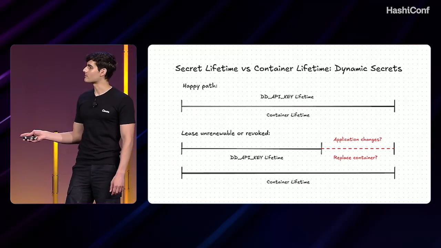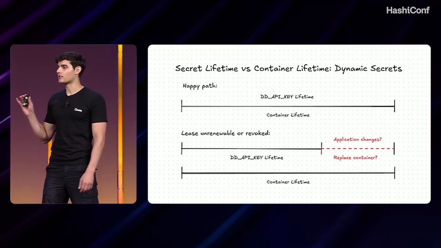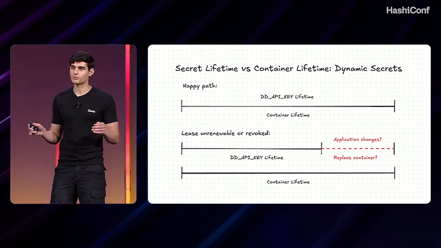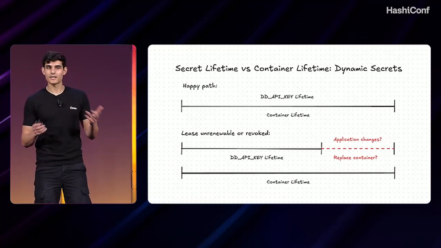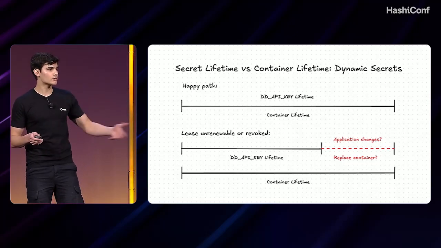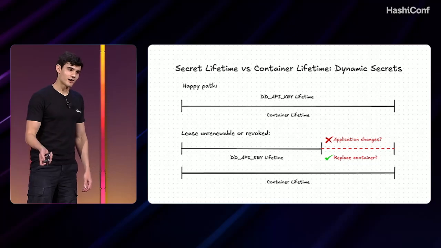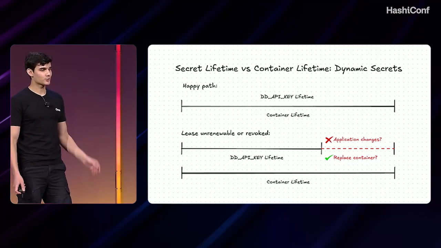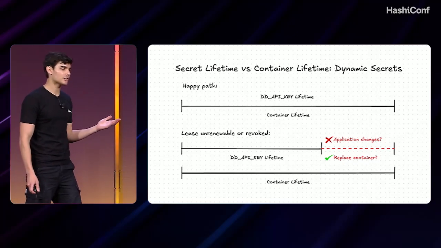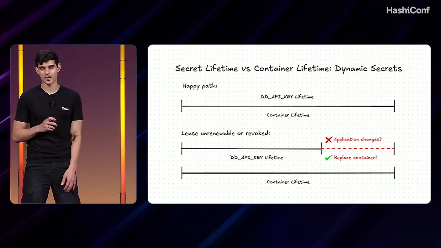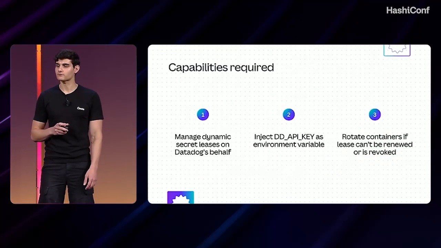Firstly, we can make some application changes so that the new secret value is picked up by the application without any interruption. Or secondly, we could replace the container entirely so that a new container comes up with the new secret value. However, as we've mentioned, we have no control over Datadog, so application changes are just not an option. We have to go with the replace container approach.